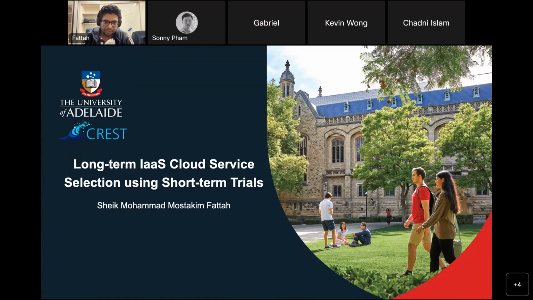Today I'm going to talk about long-term IaaS cloud service selection using short-term trials. This is one of the pieces of work I have done in my PhD, and I chose this work because it's one of the most representative works that highlights the overall research that I have done.